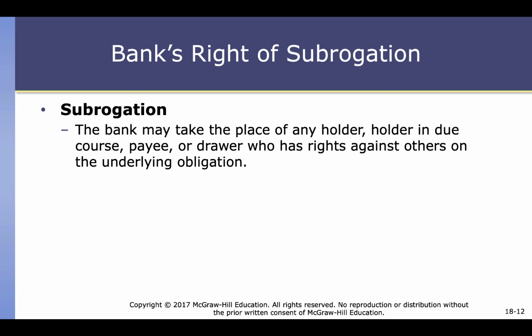The bank has a right of subrogation, and what that means is basically the bank can step into the shoes of any holder in due course, payee, or drawer who has rights against others in the underlying obligation. So if a bank fails to stop payment on a check, for example, it's responsible for any loss suffered by the drawer who ordered the payment stopped. But the bank can take the place of any holder in due course, payee, or drawer who has rights against others in the underlying obligation and try to recover from them. This right to be substituted for another is known as the right of subrogation, and it's designed to prevent loss to the bank and unjust enrichment to other parties.